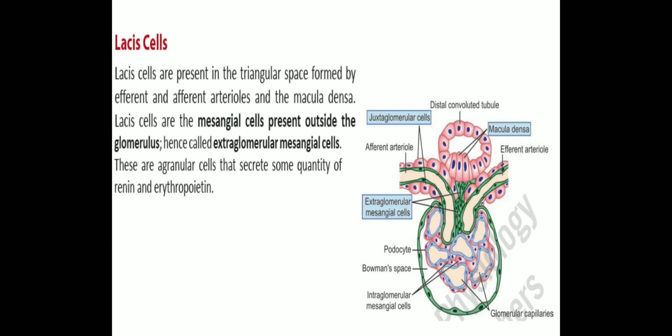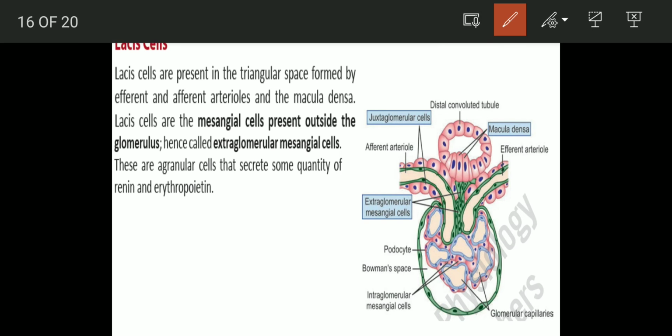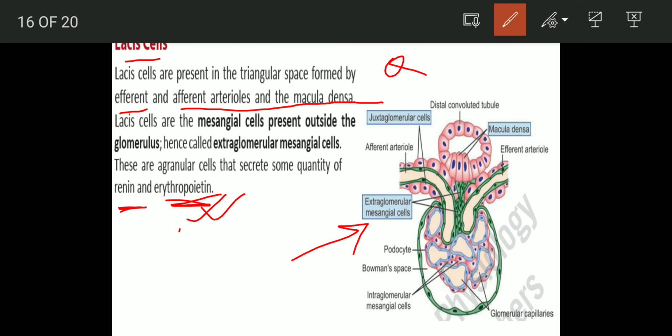Then come your Lacis cells. These Lacis cells are your supporting cells, which we see here, the extraglomerular mesangial cells. They secrete some amount of renin and erythropoietin. Remember that they are present in the triangular space formed between the afferent and the efferent arteriole. A question can be asked: where are the Lacis cells present?